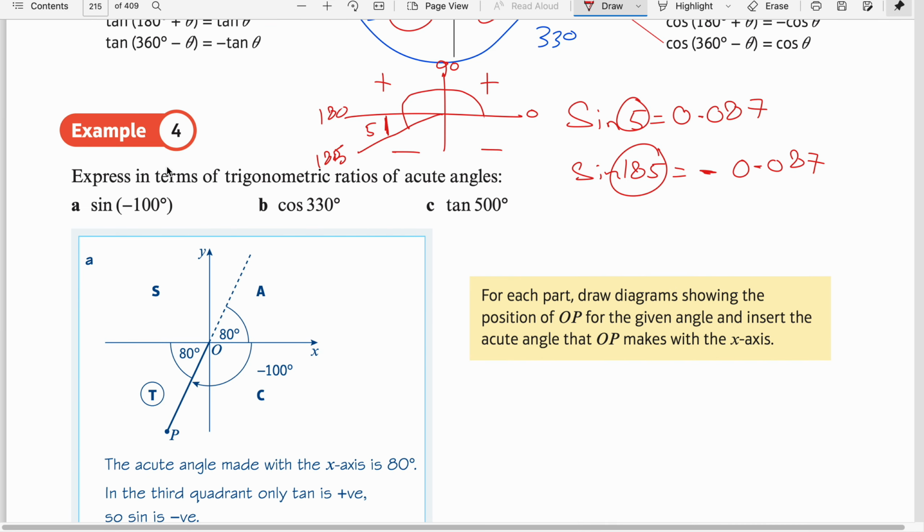Now you see, express in terms of trigonometric ratios of acute angles. Sine negative 100, cos 330, tan 500. We'll come to this later. Let us do these two first, which are positive.